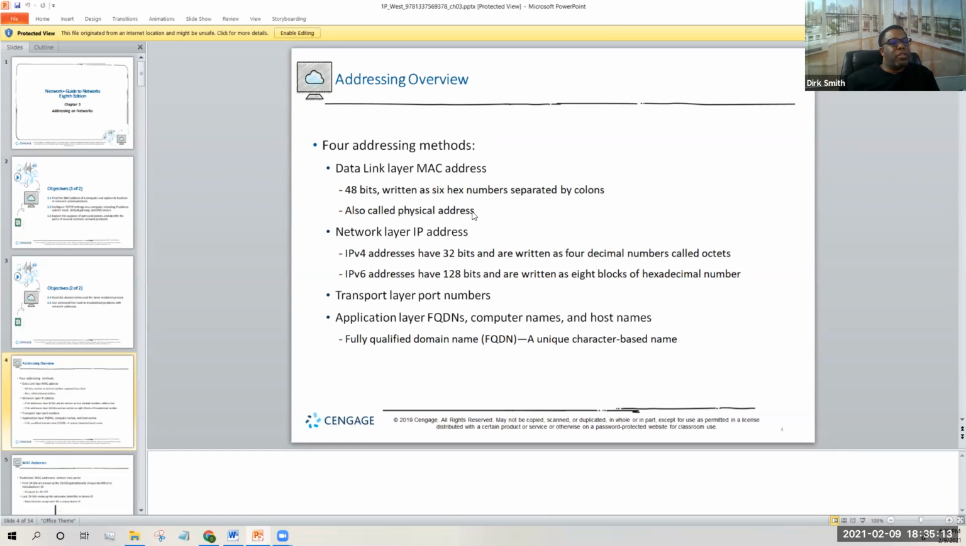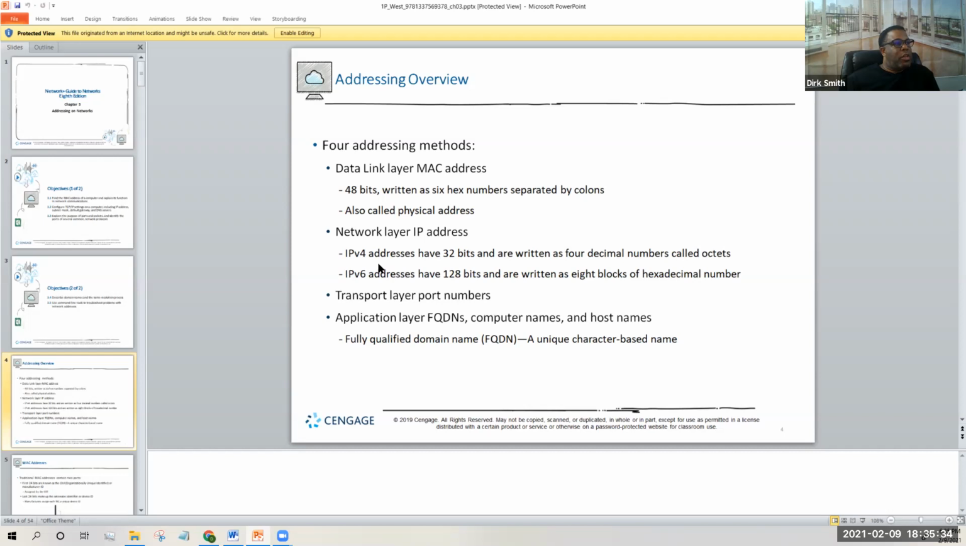Sometimes on computers it says, what's the physical address of that computer, or what's the MAC address of that computer? So those terms are interchangeable, and you may see that on quizzes. You might see some people say physical address, or some people might say what's the MAC address. And it operates at the data link layer of the OSI model.